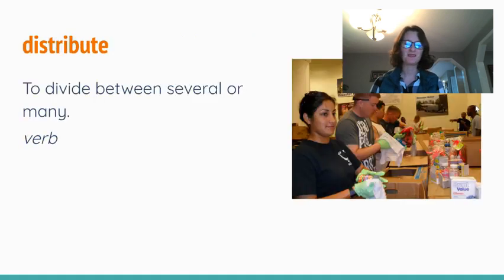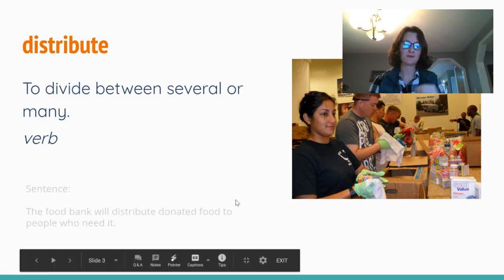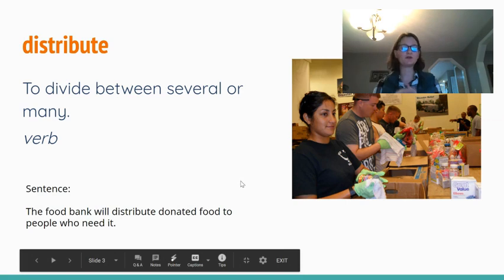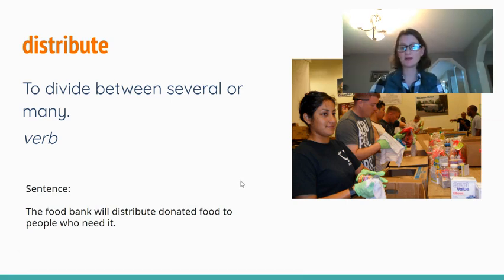Let's have a look. So our first word was distribute, and that means to divide between several or many. So we take something and we divide it and give it out between several or many people or things. And it's a verb. And remember, a verb is a doing word, so it's an action. A sentence we might use with distribute could be, the food bank will distribute donated food to people who need it. So they will divide donated food out between people who need it. Okay, distribute. To divide between several or many.